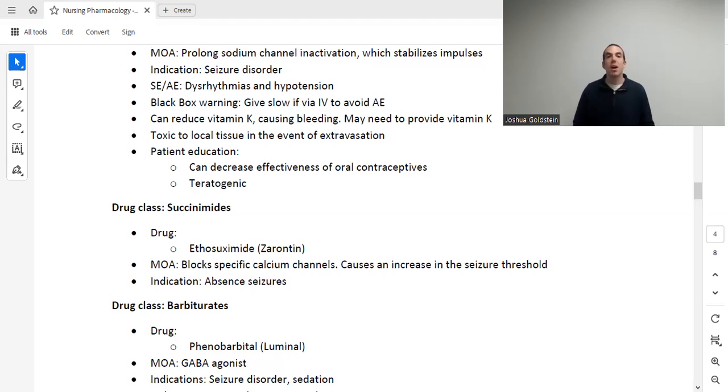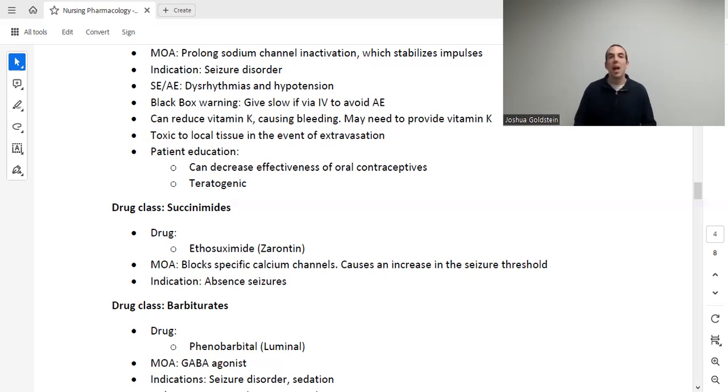Another drug class we're going to talk about are these succinimides, and the drug here is ethosuximide. I believe that's the only drug in this class. And this drug is used for one thing. It's used for absence seizures. We're not going to get into the whole pathology and patient assessment of what are all the different types of seizures, but absence seizures is one subtype of seizure, and this drug is used specifically to treat that.